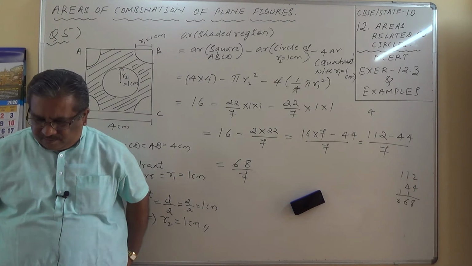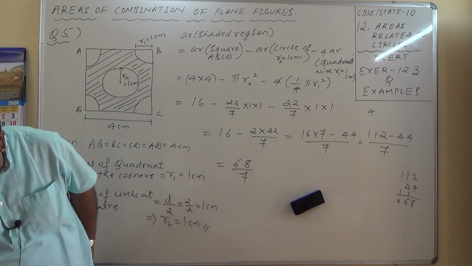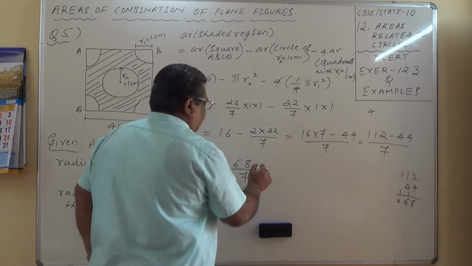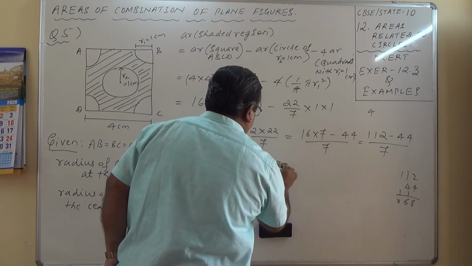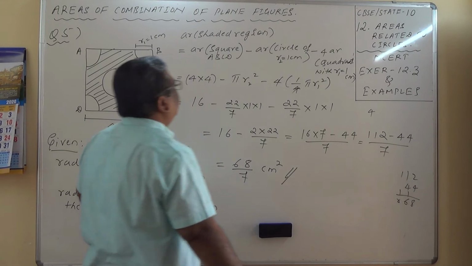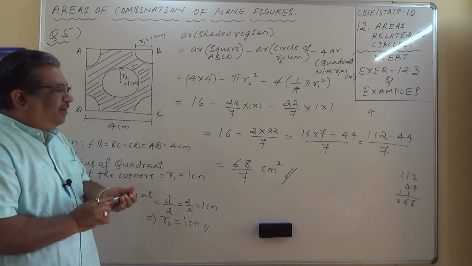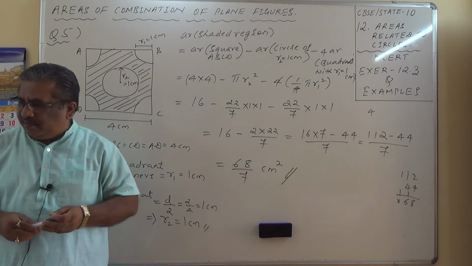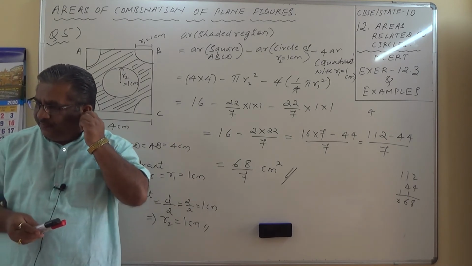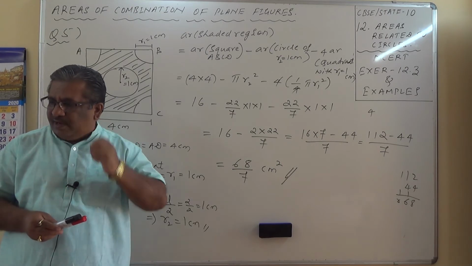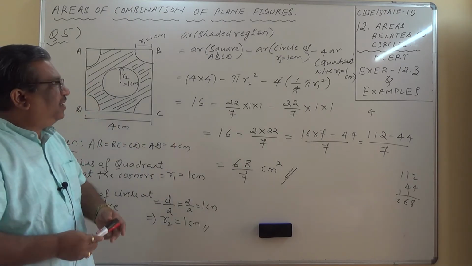What is the answer? Is it correct? 68/7 square centimeter, and therefore the area of the required shaded region is 68/7 square centimeter. That is as per the, where is it? It is question number what? 5. Yeah, 68/7 square centimeter. Please make a note of this.